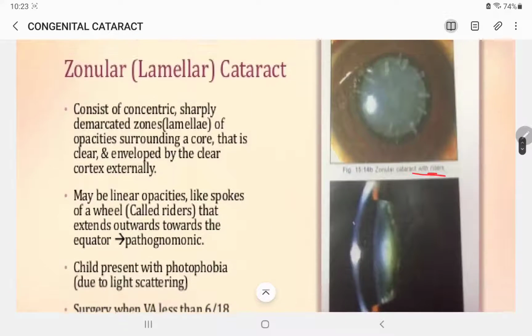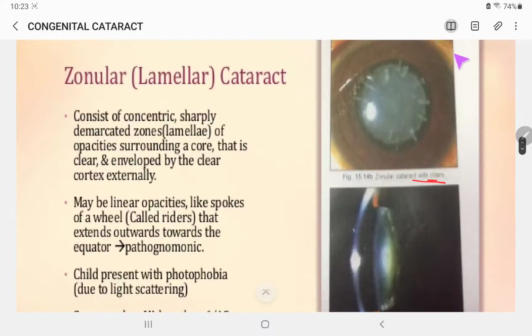All right, so here we can see this is a very nice figure. This is the lens, and as you can see, this is the cataract, this is the opacification. It consists of concentric, sharply demarcated zones or lamellae of opacity surrounding a core that is clear and enveloped by the clear cortex externally. This just describes this picture.